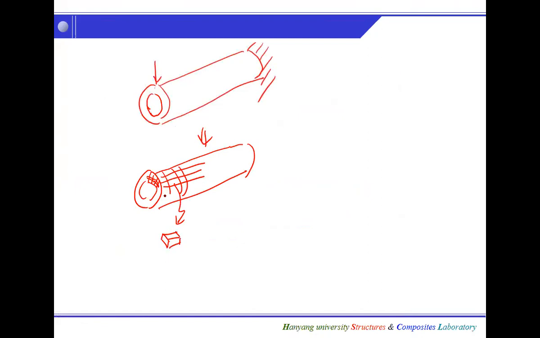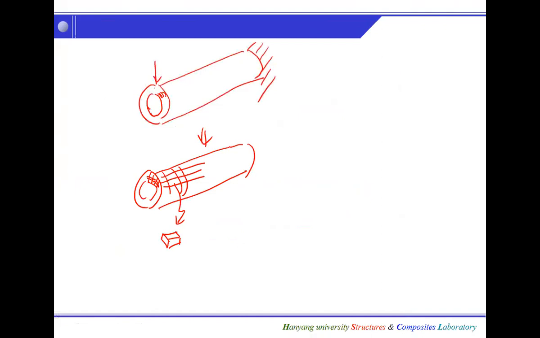In this case, the most difficult part in analyzing composite structures using FEM is the layup sequence. Let's say this guy has many, many layers. For example, this one looks like one solid, but in the real world, how many layers? You remember? Let's say 100 layers, okay? 100 layers.